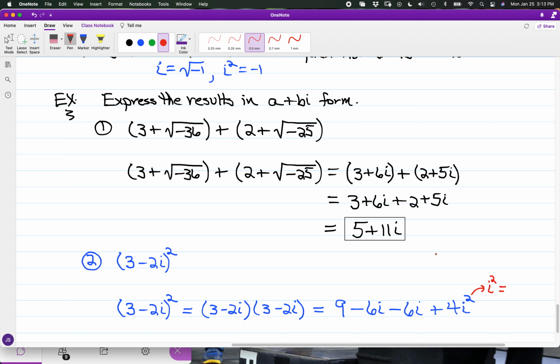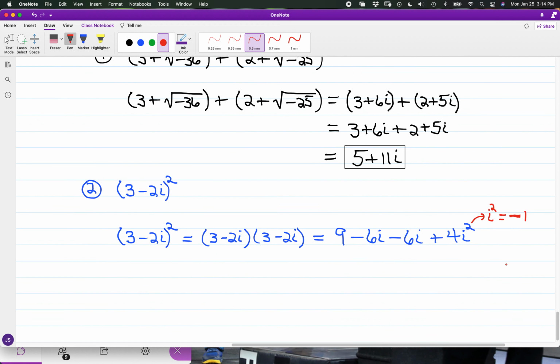And your standard form does not have an i squared in it. So that means that to get rid of any raised powers, you consider that i squared is equal to negative 1. So you got 9, and we have negative 6i minus 6i. We can say we have minus 12i.